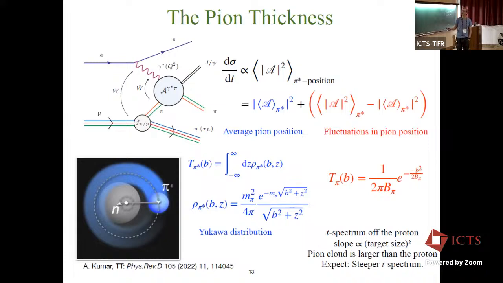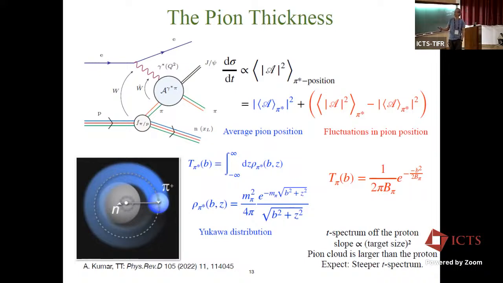That should be given by the Yukawa potential, the pion cloud around the proton. And then this term here is the fluctuations in the pion position from event to event. That, of course, is given by the pseudo-real or almost real pion inside of the pion cloud. So that is given by this Gaussian distribution of the pion thickness.